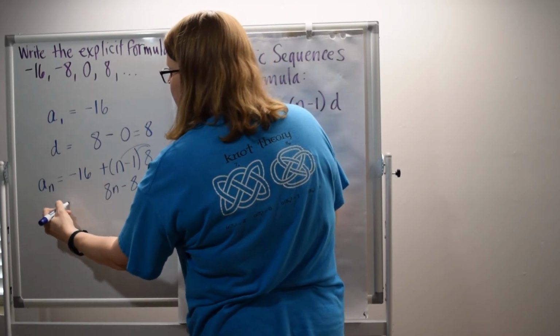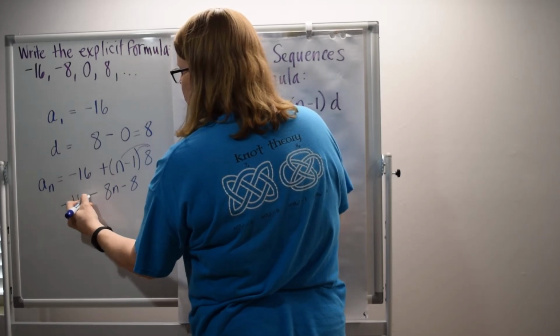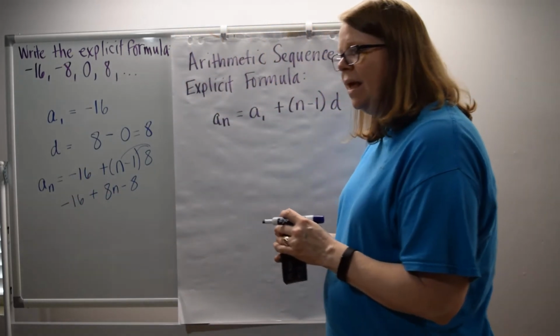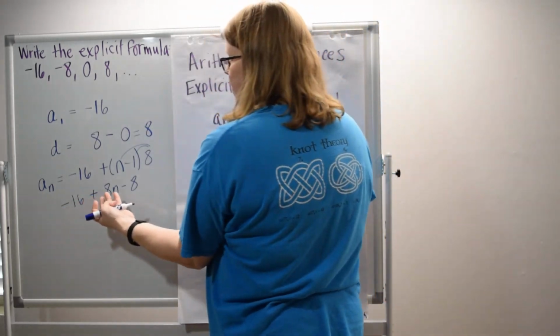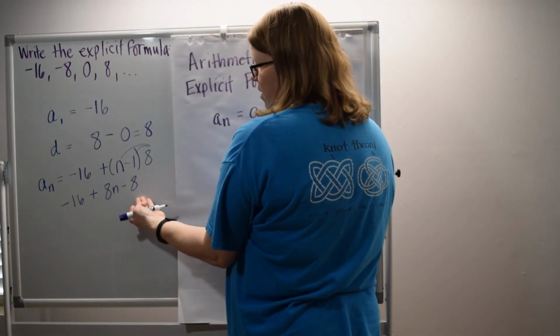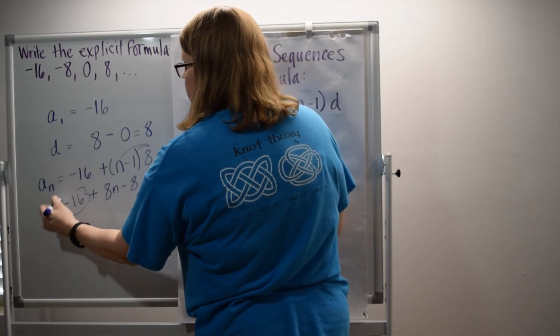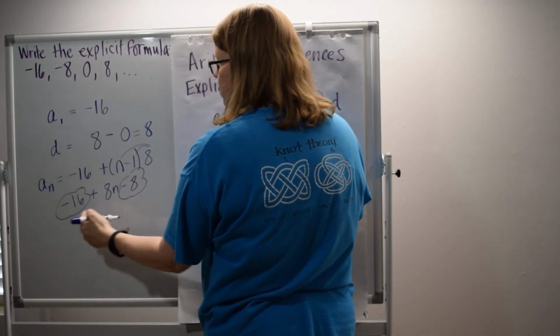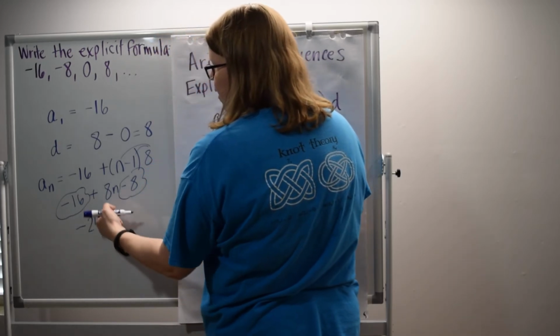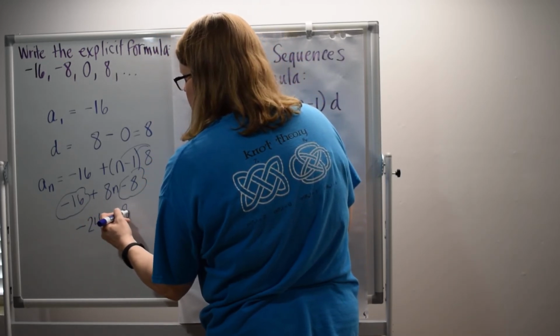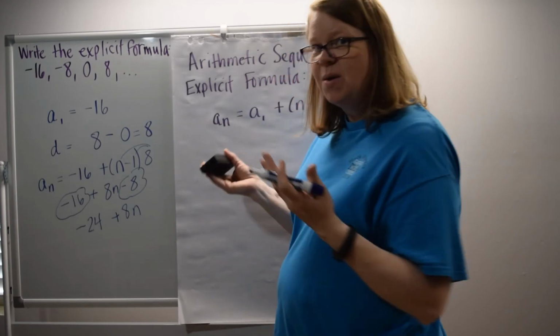Now let's bring down the negative 16, bring down the plus sign. Now you're just combining like terms. So I've got a number, and then a term with a letter in it, and then another number. So these are my like terms. Negative 16 minus 8, that's negative 24. And then 8n is the other term that I didn't have anything to combine with.